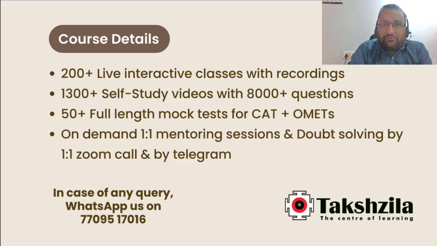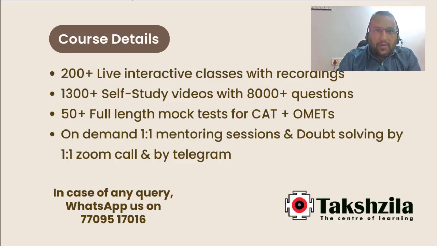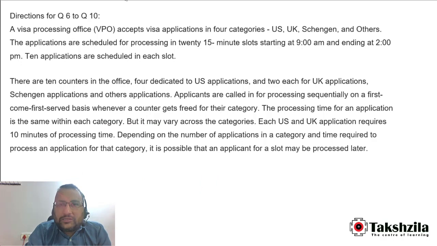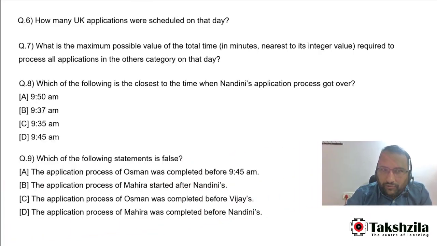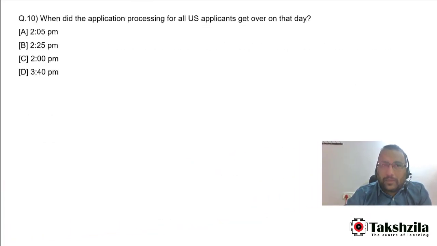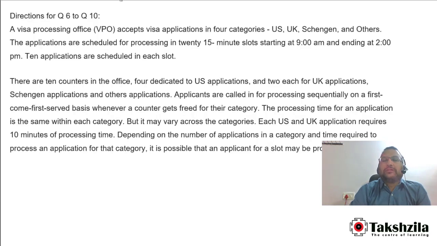Now let's start with the second set of CAT 2023 slot 1 DILR section. First of all, I will suggest everyone to take a screenshot of the given data. Try this set by yourself and then continue with this explanation video. Now let's read the given data carefully. This is one of the difficult sets from slot 1 of CAT 2023.